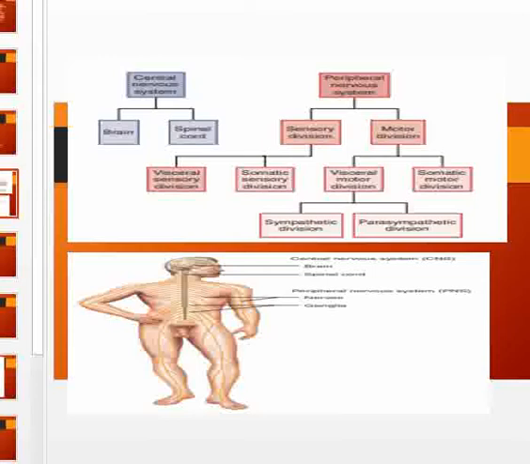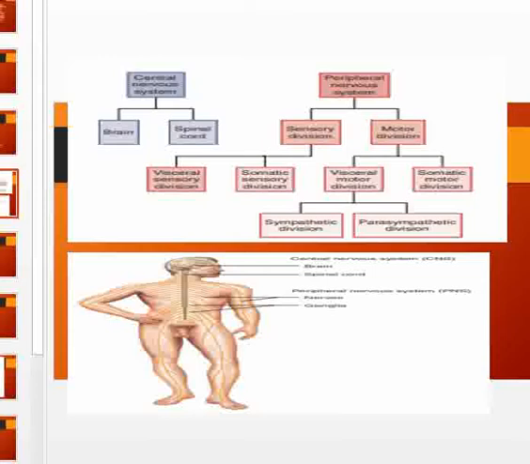Now, let us start with the sensory, afferent division, because I've said in the peripheral nervous system we have two main divisions, the sensory one and the motor division. And then each of them is divided as either somatic or visceral. So let's start with the sensory division and see what happens.